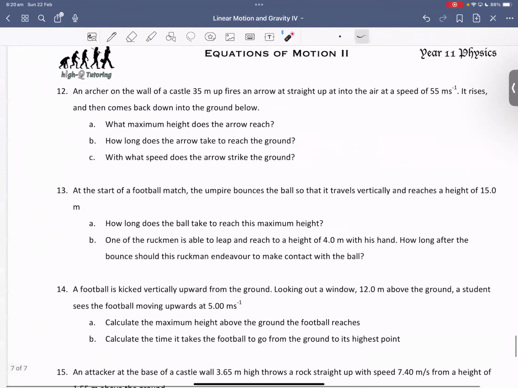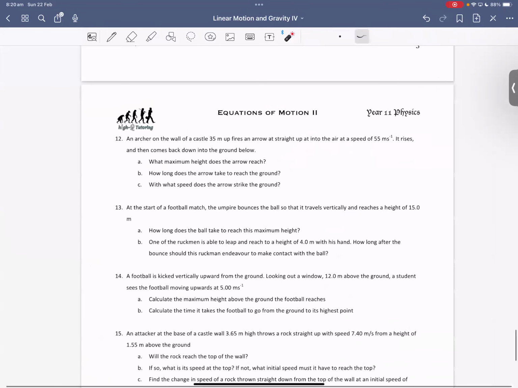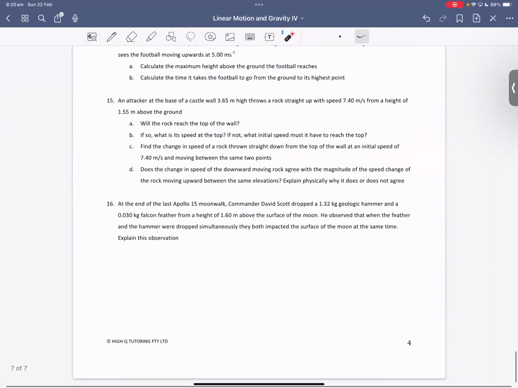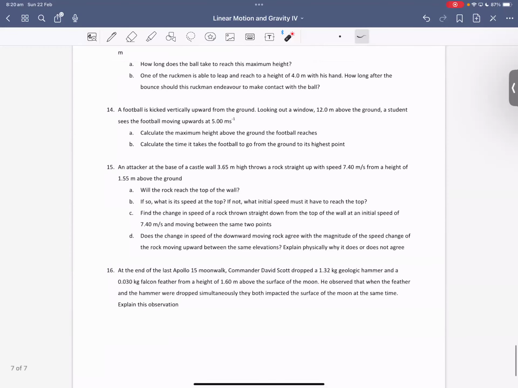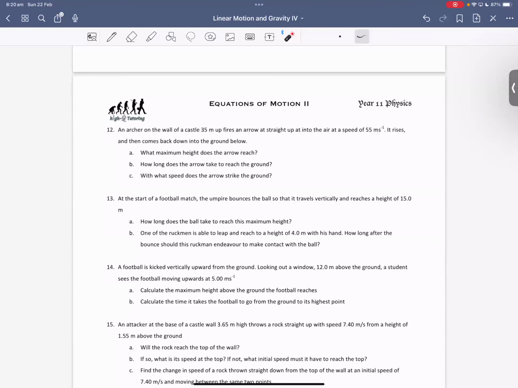Number 12. These are all very, very good questions. So, an archer on the wall of a castle fires an arrow straight up in the air at a speed of 55 meters per second.